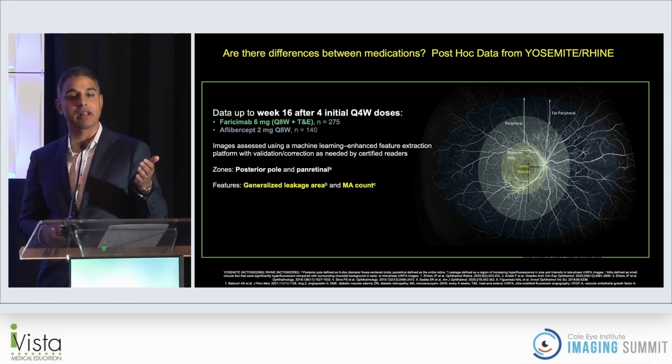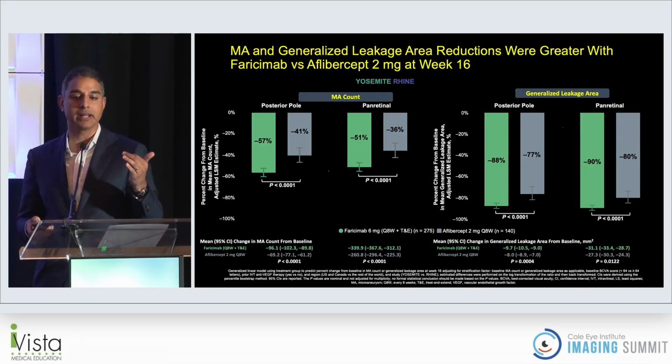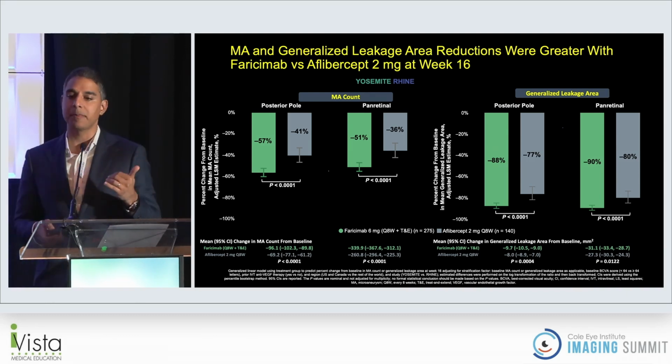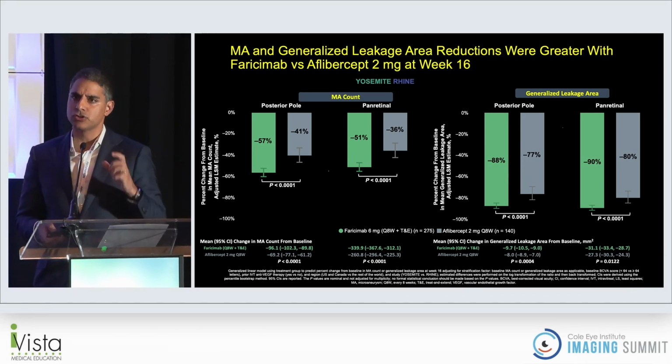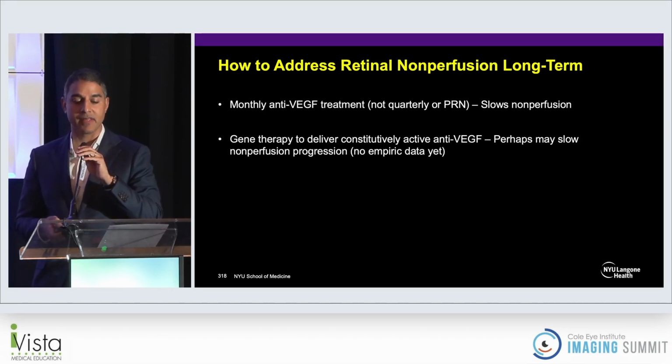They looked at generalized leakage as well as MA counts, and what they identified was not only was there a reduction in the amount of MA counts for faricimab relative to that of aflibercept, but there was a marginal benefit in generalized leakage area for faricimab relative to aflibercept. So some biological plausibility for one drug being potentially better than the other.